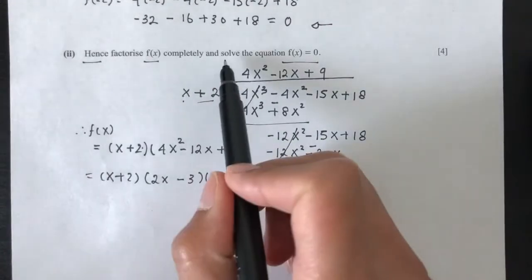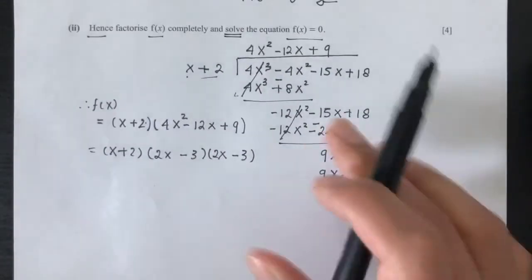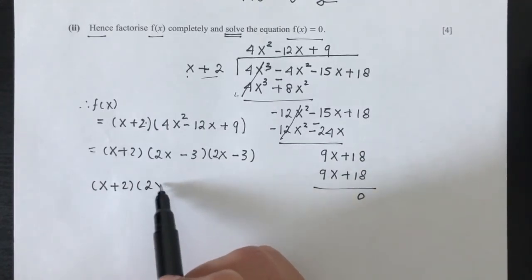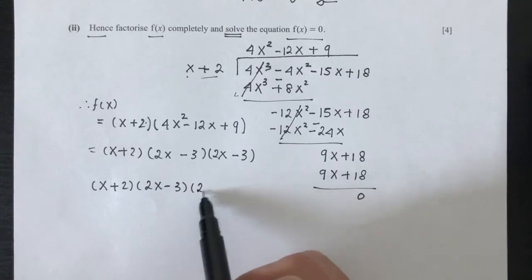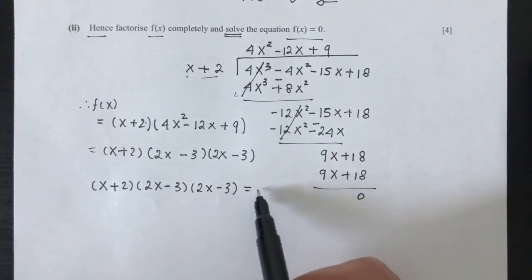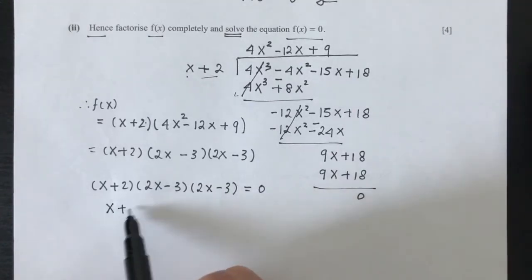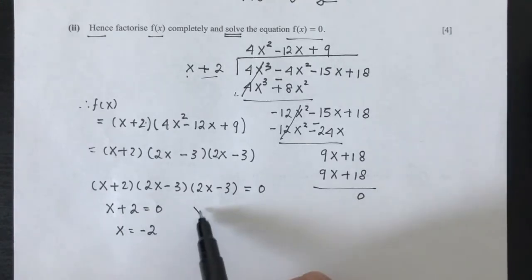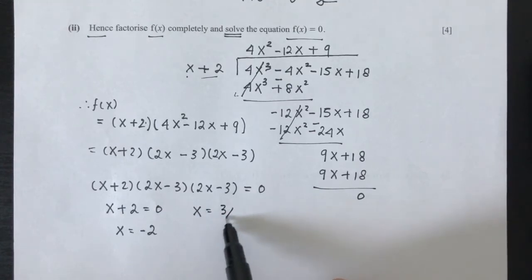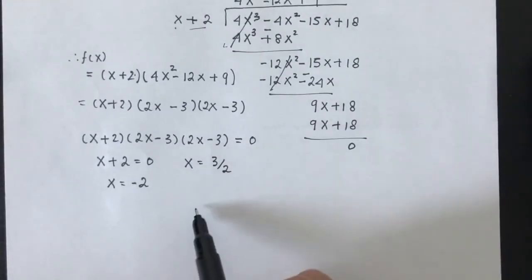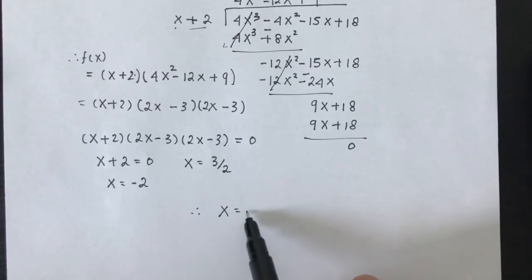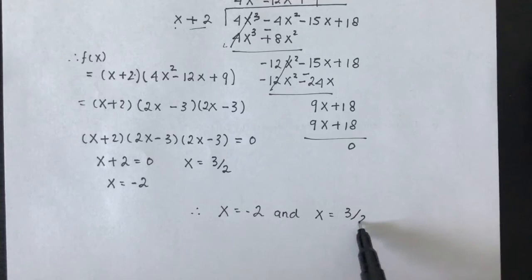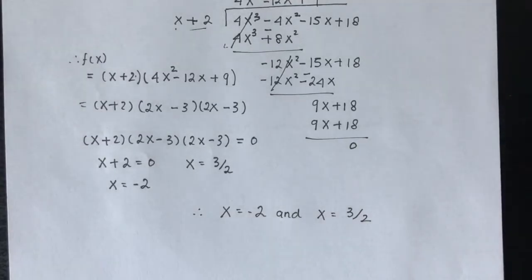Now next question is to solve the equation. So we have to equate that to 0. So x plus 2, 2x minus 3, 2x minus 3 is equal to 0. So x plus 2 is equal to 0. X is equal to minus 2. And this one, x is equal to 3 over 2. So now we have two values of x for your solution. X is equal to minus 2 and x is equal to 3 over 2. And that will be your question number 1.